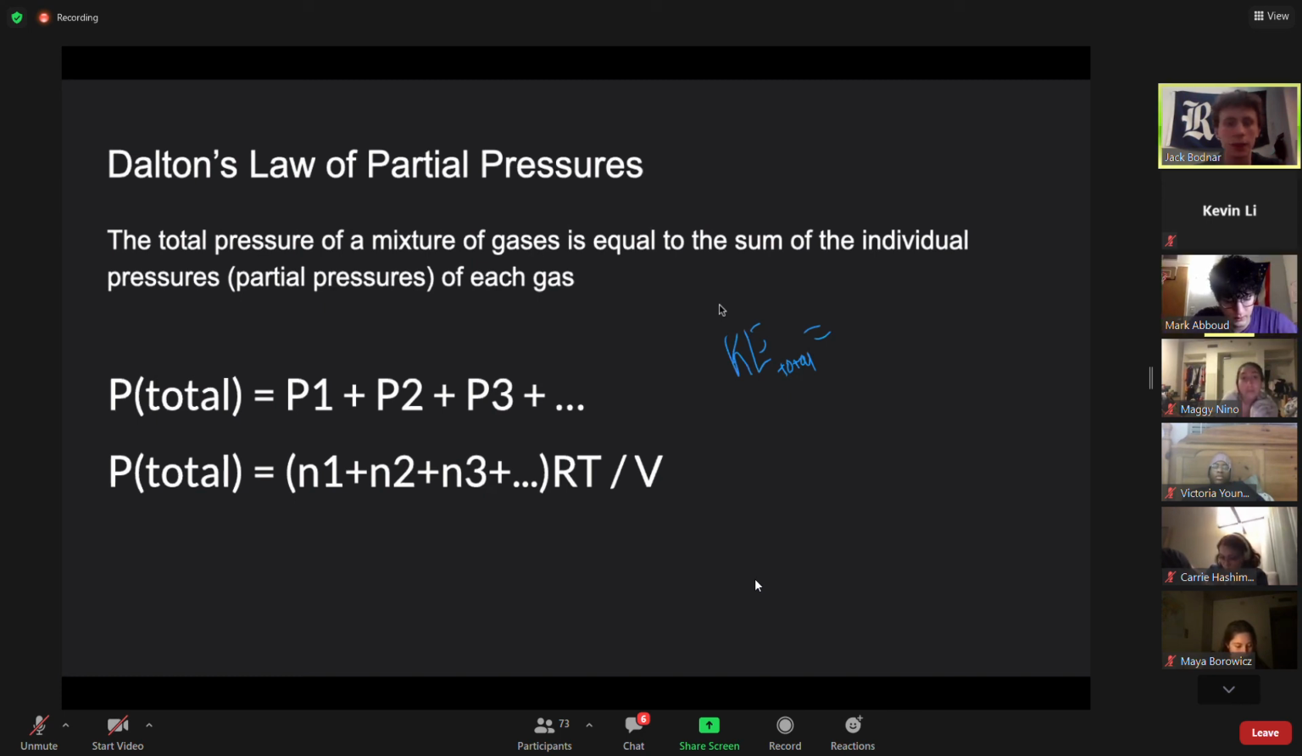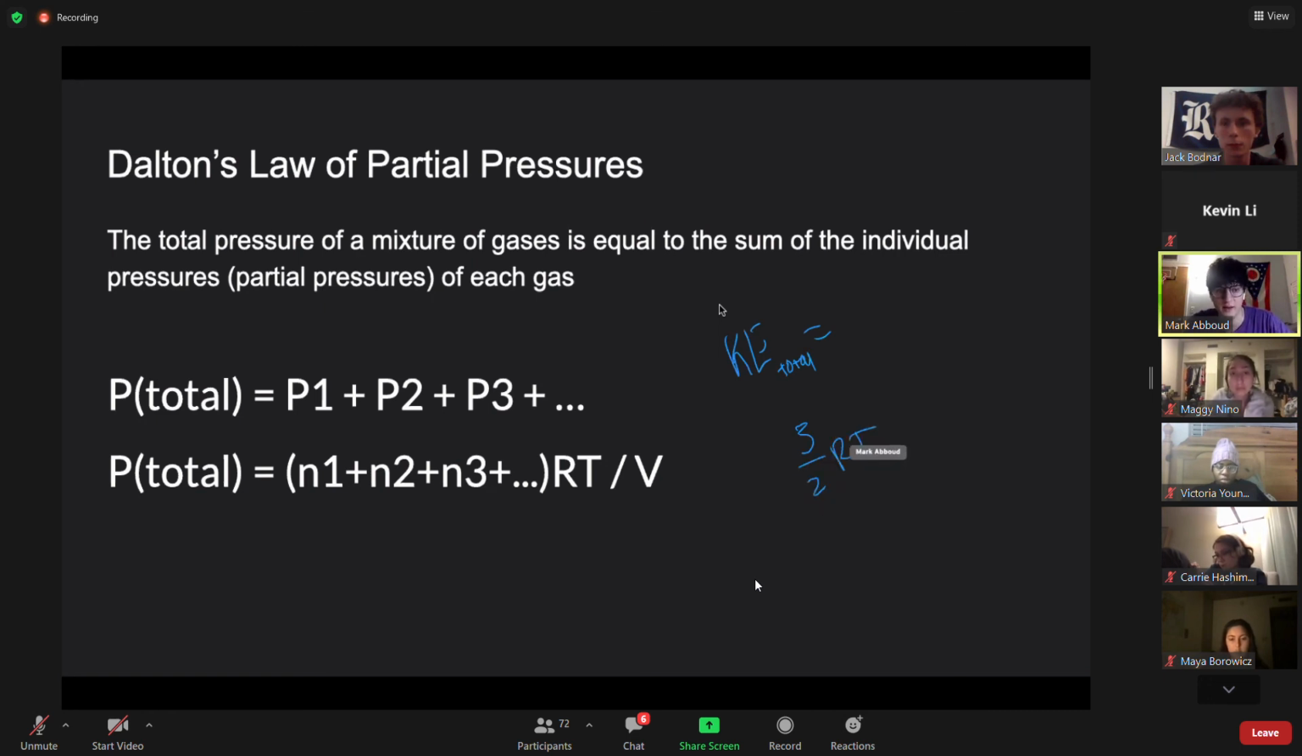Someone said that's what they had in their notes. I thought KE average would be 3RT over Avogadro's number, and KE total would be 3/2 nRT. But I don't know. One of them is 3/2 nRT. One of them's 3/2 RT. I think the difference is just the n.